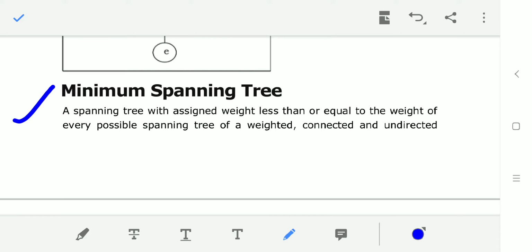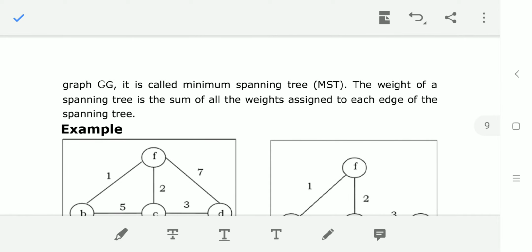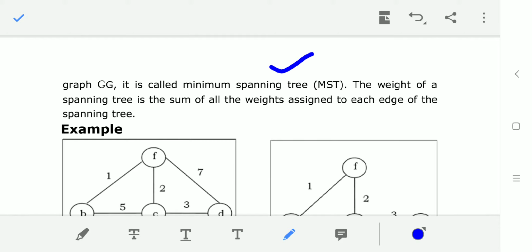a spanning tree with assigned weight less than or equal to the weight of every possible spanning tree of a weighted, connected, and undirected graph G. It is called minimum spanning tree, MST. The weight of a spanning tree is the sum of all the weights assigned to each edge of the spanning tree. See here.